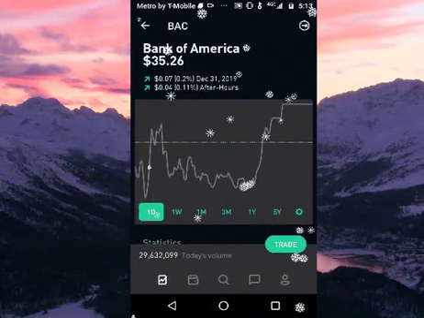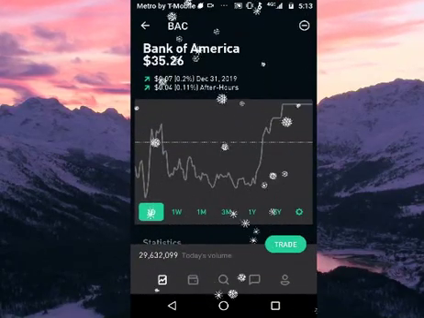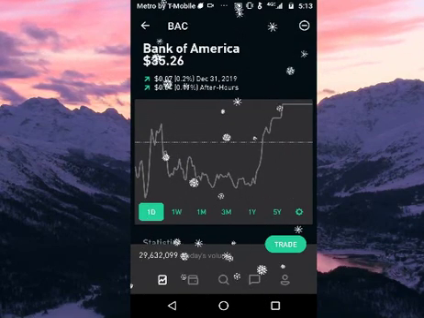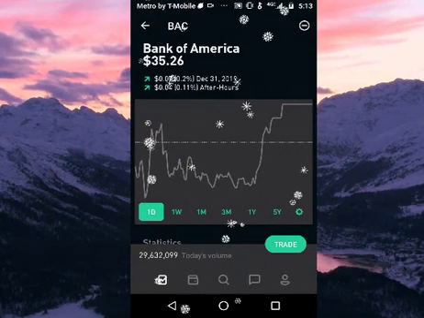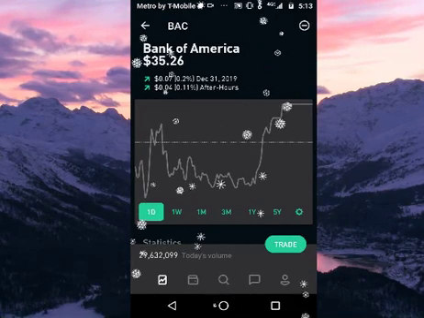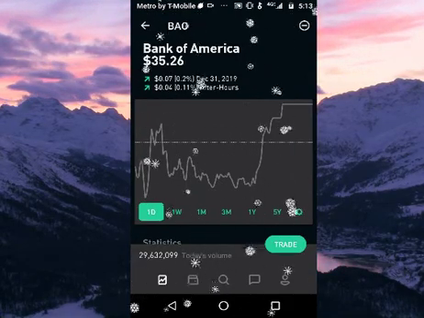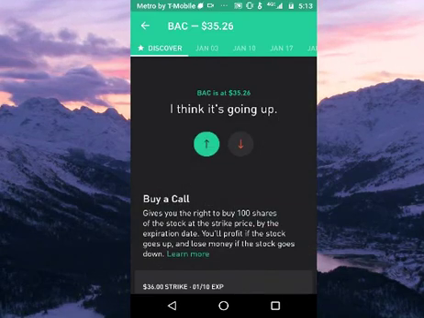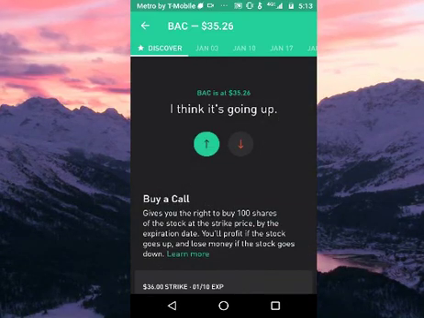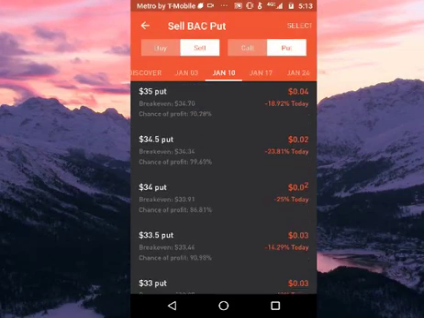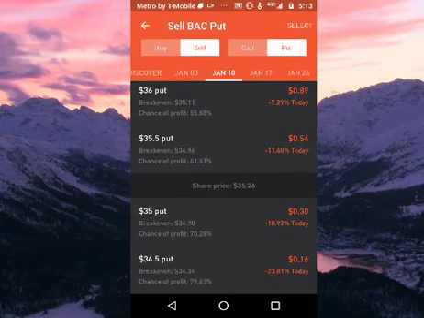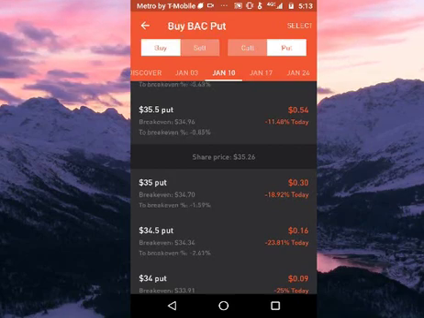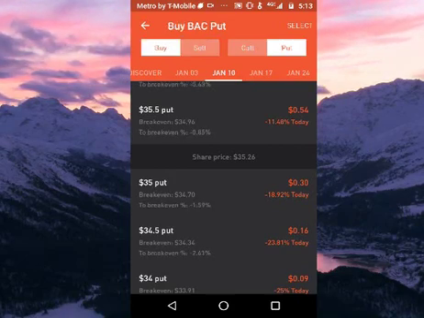We're going to look at exactly how to place a put debit spread. Bank of America is currently trading at $35.26. If I believe that Bank of America stock is going to go down and I want to use a spread position to capitalize and make profit, I'm going to go to trade options. I'm going to click on the expiration date. So I believe by January 10, Bank of America is going to go down. So I'm going to open a put debit spread that is going to expire on January 10.